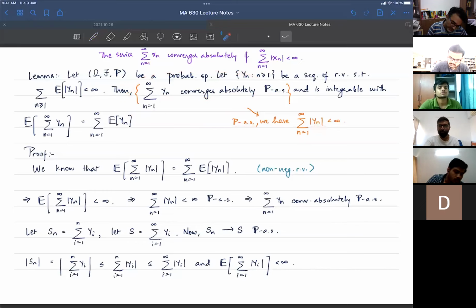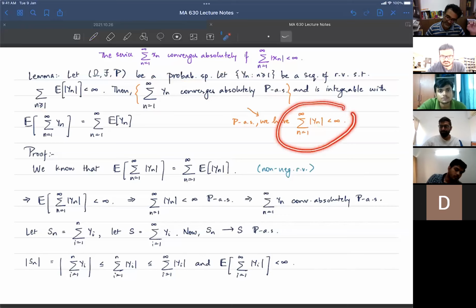Once again, I'm starting with Omega, F, P, which is a probability space. I have Yn, n greater than or equal to 1, which is a sequence of random variables. Nobody has said anything about them being non-negative. So this is a sequence of random variables such that if I take the sum over all n of the expectation of the absolute value of Yn, I get something finite. The claim then is that the sum n going from 1 to infinity of Yn converges absolutely, P almost surely. That means you can throw away a set of probability 0, and on whatever is left, this thing is true.